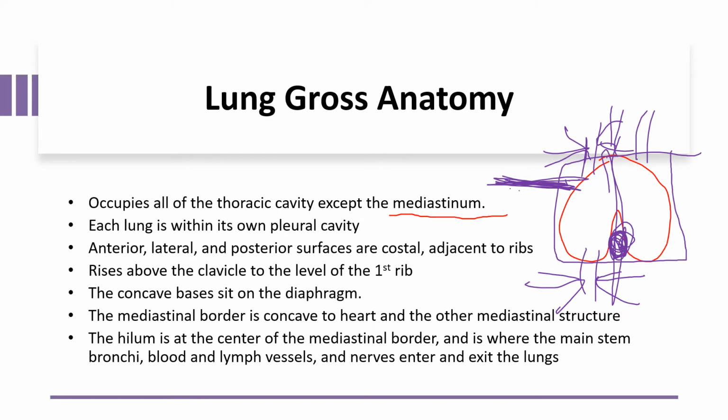So each lung has its own pleural cavity. Anterior, lateral, and posterior surfaces are costal and adjacent to ribs, so that's where we're looking at the ribs being a big part of how you breathe. If you were to just give yourself a spine and no ribs, you actually would not be able to breathe, even with a diaphragm. You need the rib cage to supply continuous outward tension on your lungs.